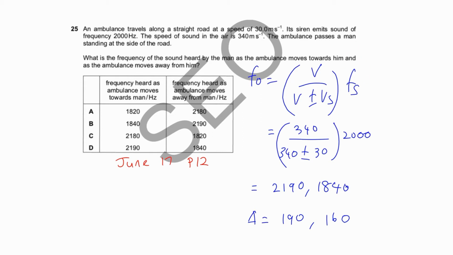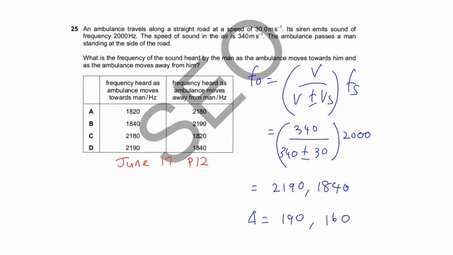But when the ambulance leaves the man, then you must use plus, because the bottom must be bigger than the top, then your ratio will be less than 1, so your observed frequency will be less than your source frequency. So let's substitute v as the speed of the wave, which is the speed of sound, and vs is the speed of the ambulance. The speed of the source is given as 30 meters per second. So you just substitute plus and minus, and you get these two.